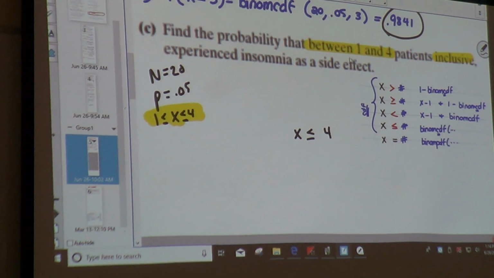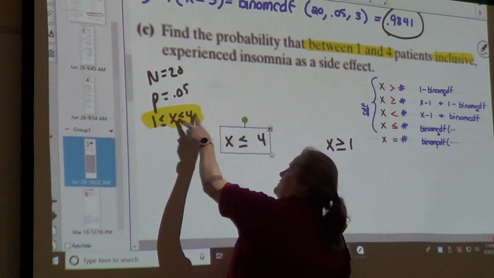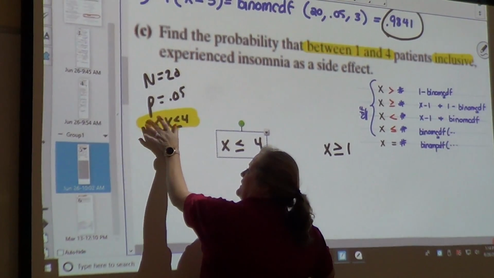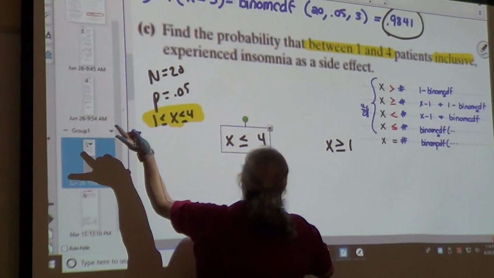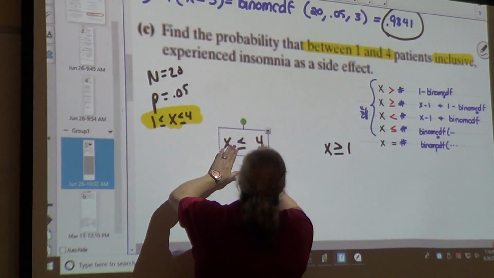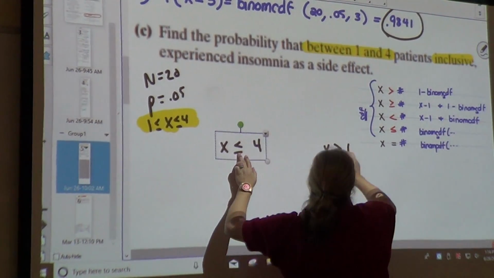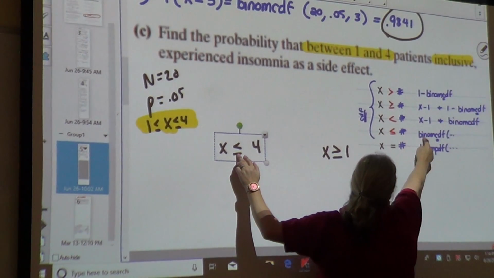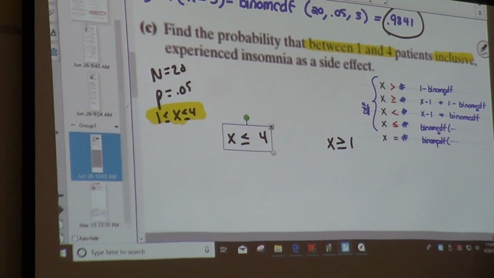Then for my other one, I flip it. So x is going to be greater than or equal to 1, because when I keep this one and then flip that one, my sign is going to flip as well. So for this one, it's going to be this, which is a plain binomial CDF.